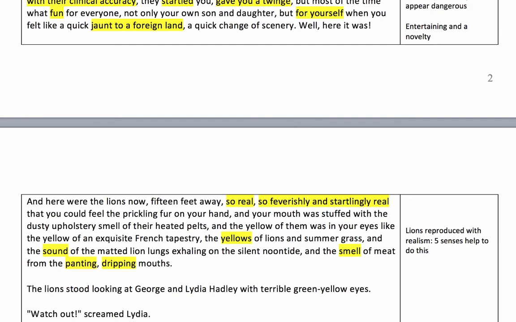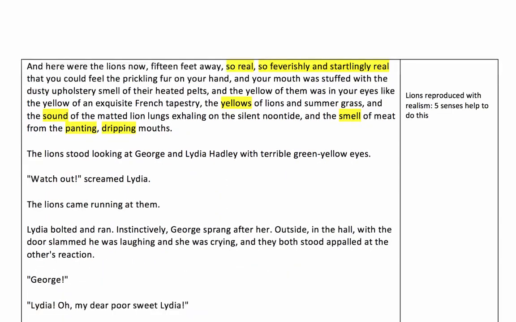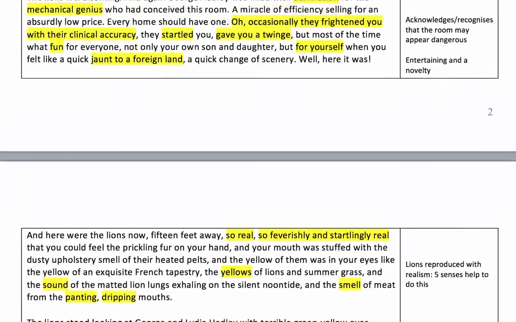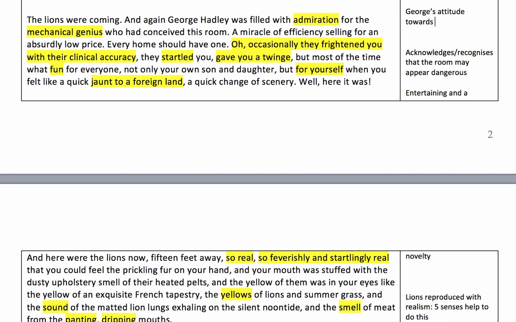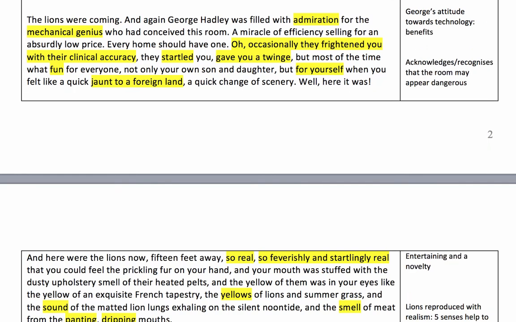Okay, so let's go up again. Over here, we know that this is George's attitude towards technology. He sees its benefits. Technology, that's what he sees.